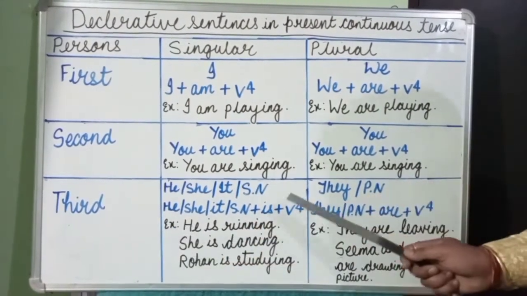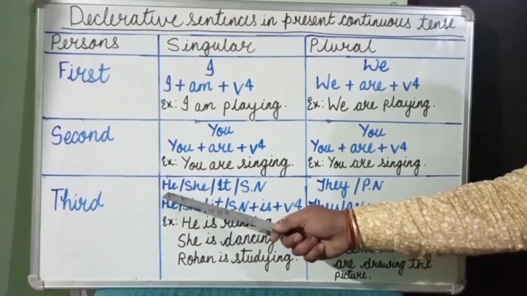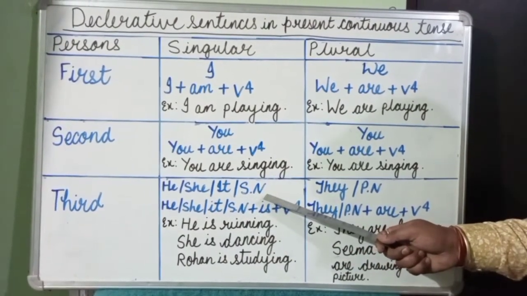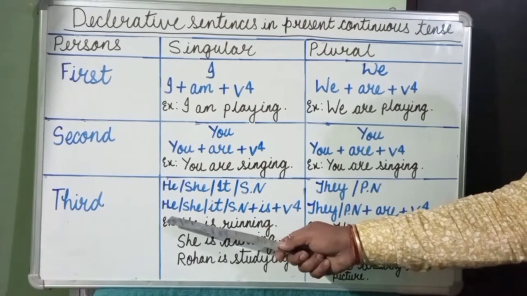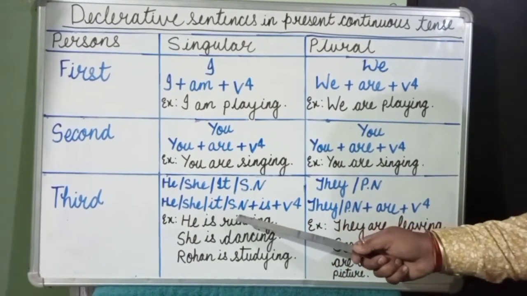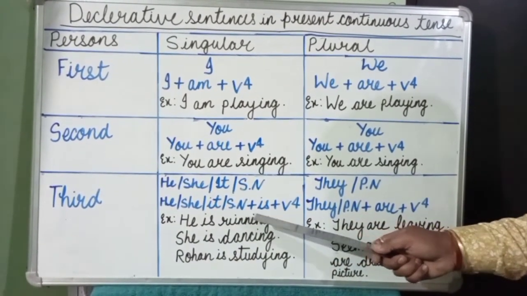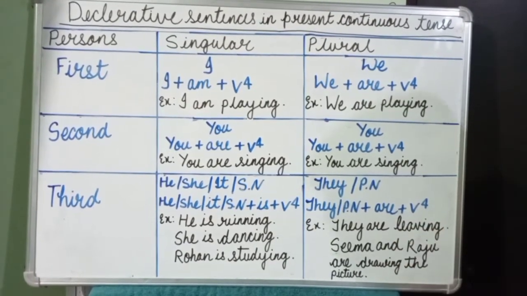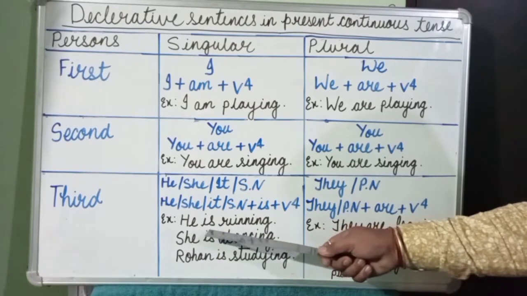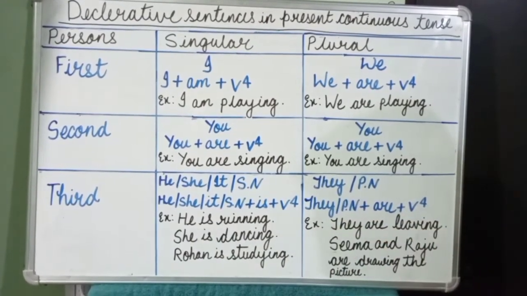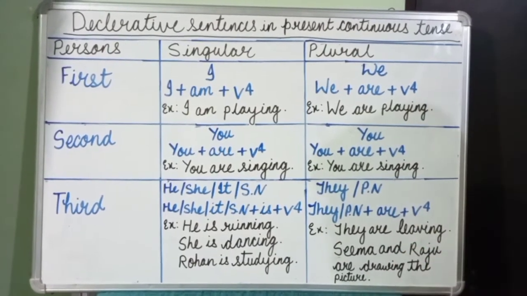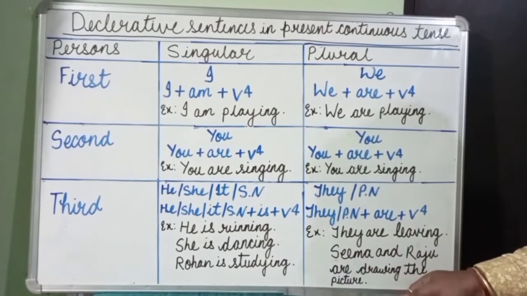Now, third person singular, the subject is he, she, it, or any single name. The rule is he, she, it, or single name plus is plus V4. For example, he is running. She is dancing. Rohan is studying.